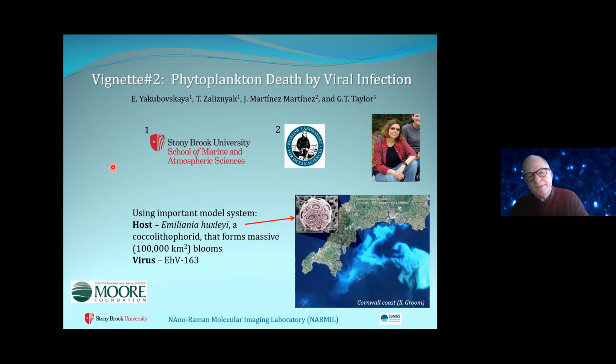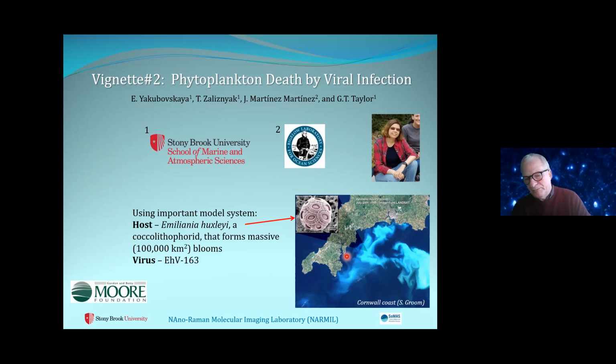We're using a model system, and the host is the coccolithophore Emiliania huxleyi, which is a globally important coccolithophore. It forms massive blooms in many portions of the ocean that you can see from outer space. This is the Cornwall coast off of the UK. That milky water is because of these calcifying coccolithophores, and they're only about 8 microns or so in diameter. They're rather small eukaryotic microalgae.